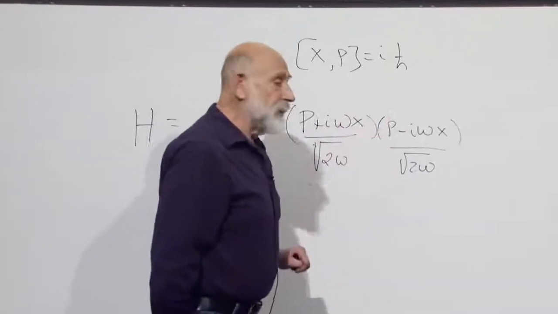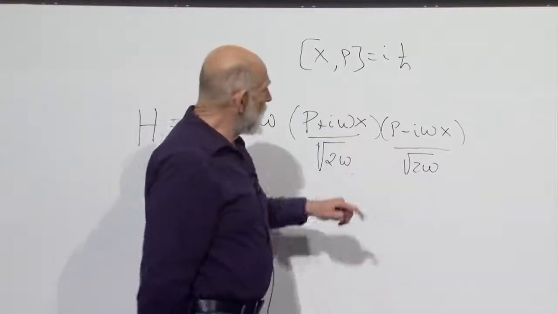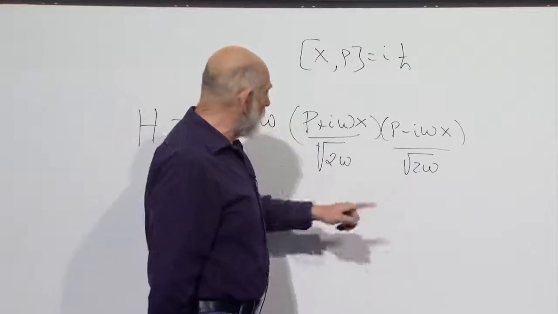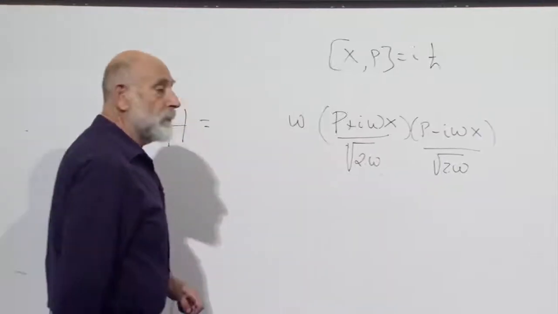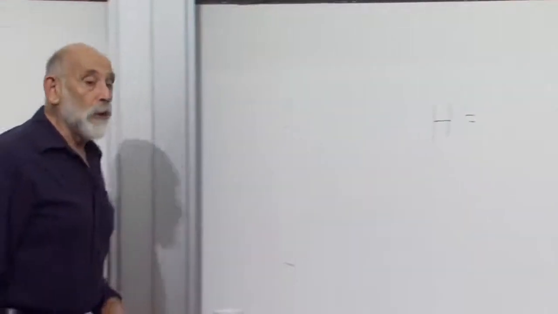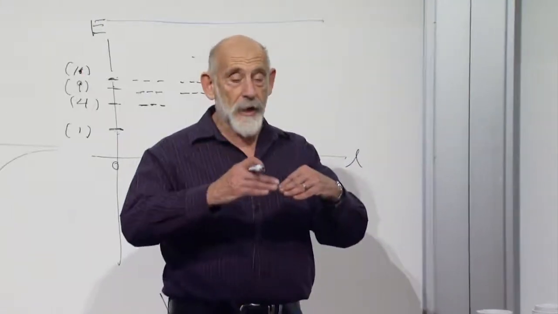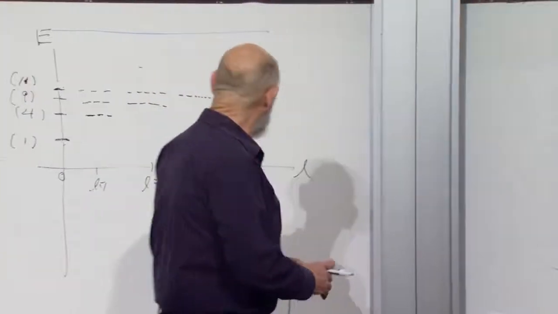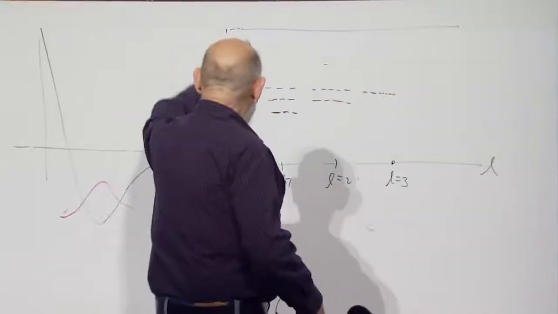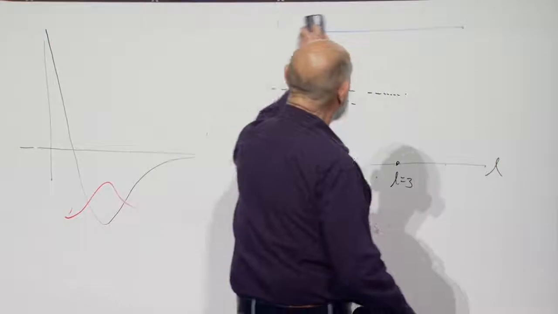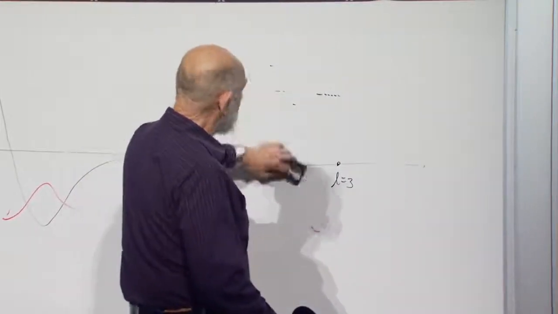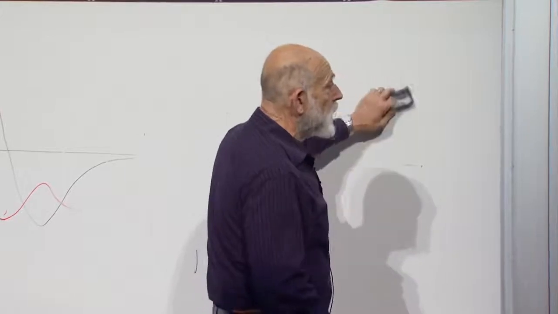We need to give these guys names. P minus I omega x over square root of 2 omega, and P plus I omega x. Their role is going to be exactly the same as the raising and lowering operators in the angular momentum case. It's going to take us up and down a ladder. This time it'll be a ladder of energy levels, not a ladder of angular momentum. Okay, so let's give them names.